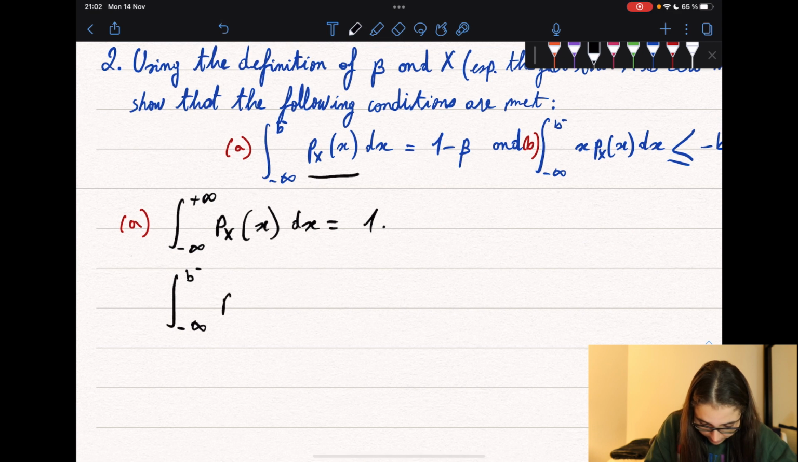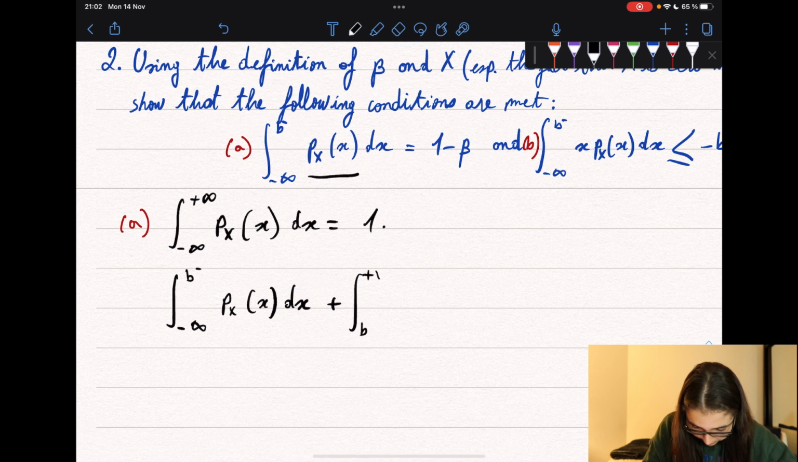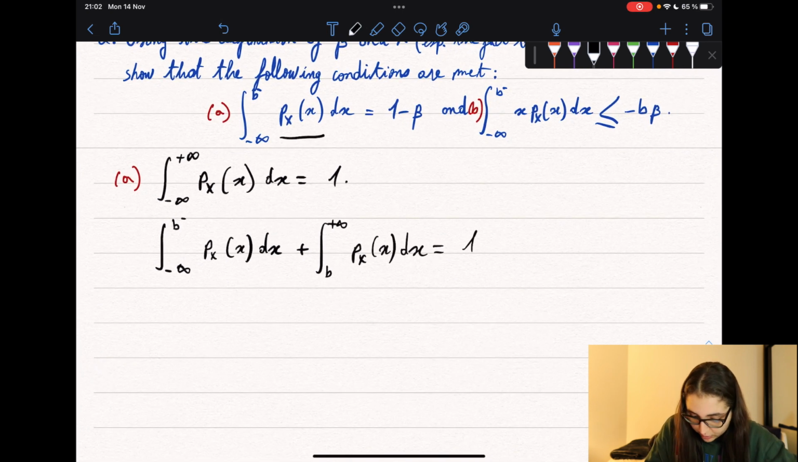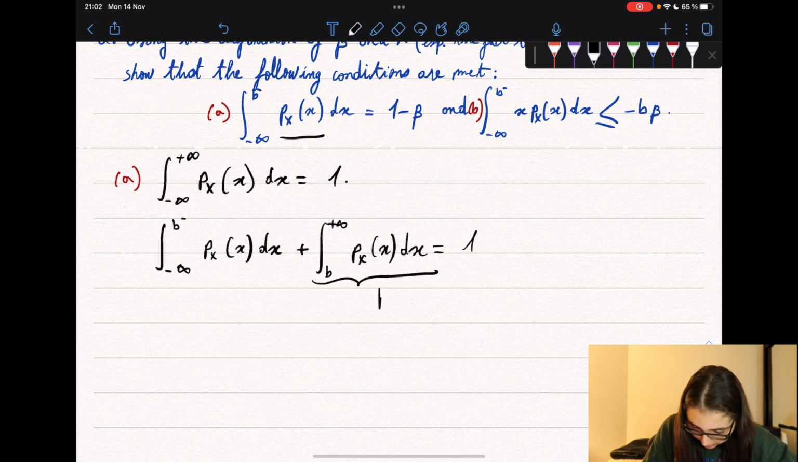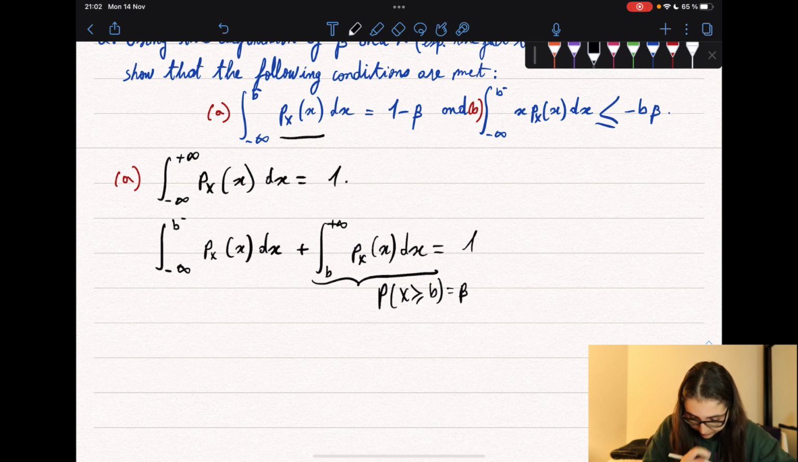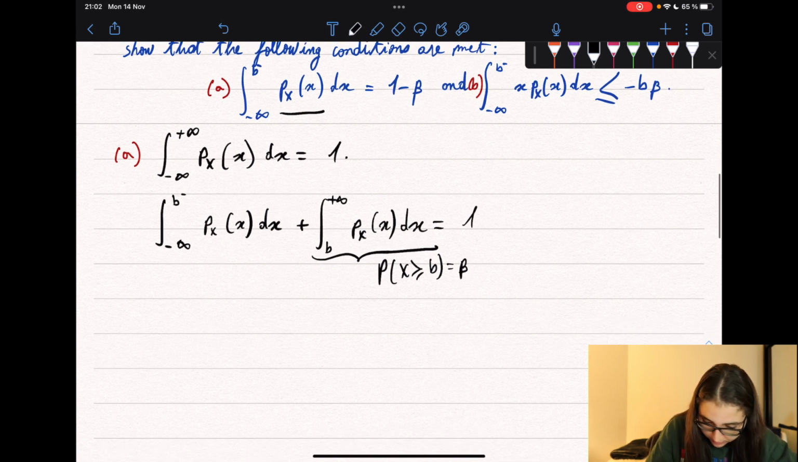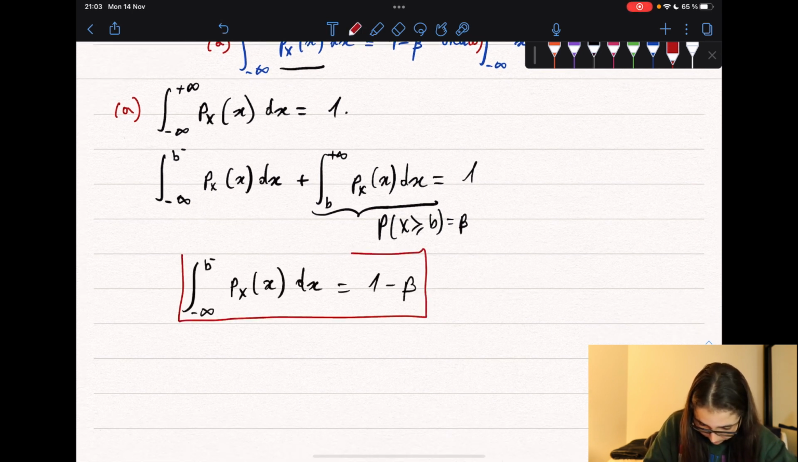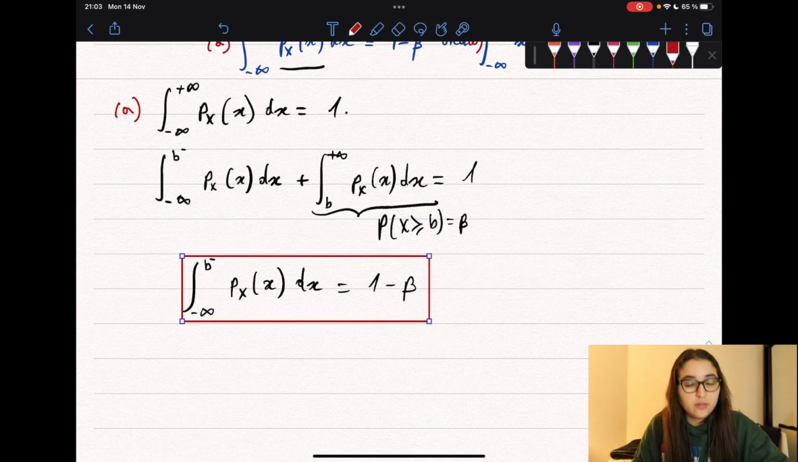The integral from minus infinity to b minus of p_X(x) dx plus the integral from b plus to infinity of p_X(x) dx is equal to 1. And we know that this entity is actually equal to beta. This is P(X ≥ b), and this is beta. Hence, we get the equation that we got above. This first one was pretty straightforward to do.